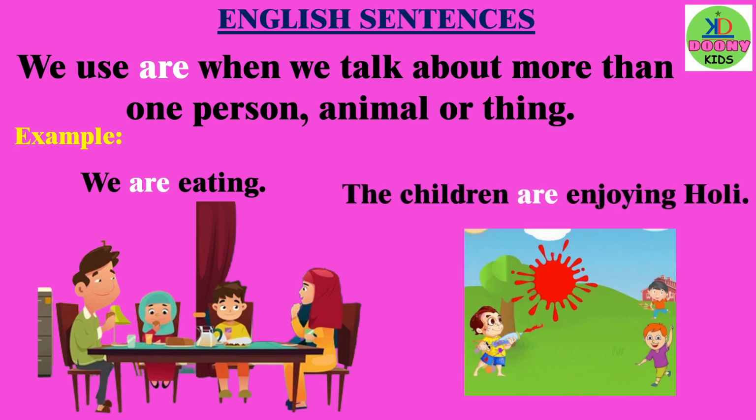The children are enjoying Holi. Here more than one person is involved. That's why we use are. We are eating and the children are enjoying Holi.